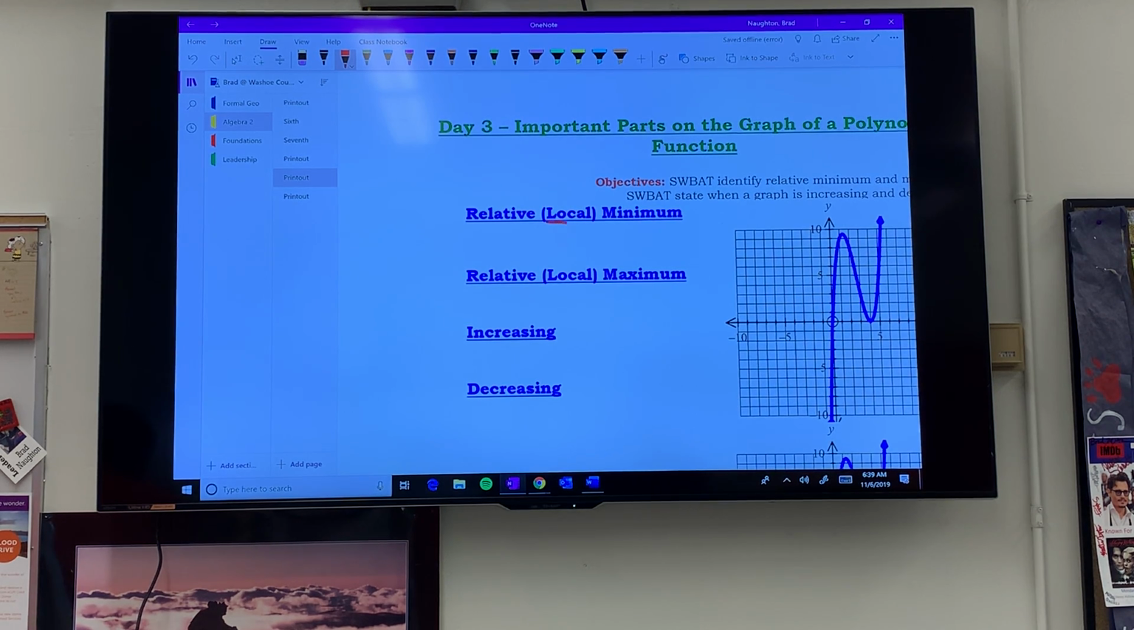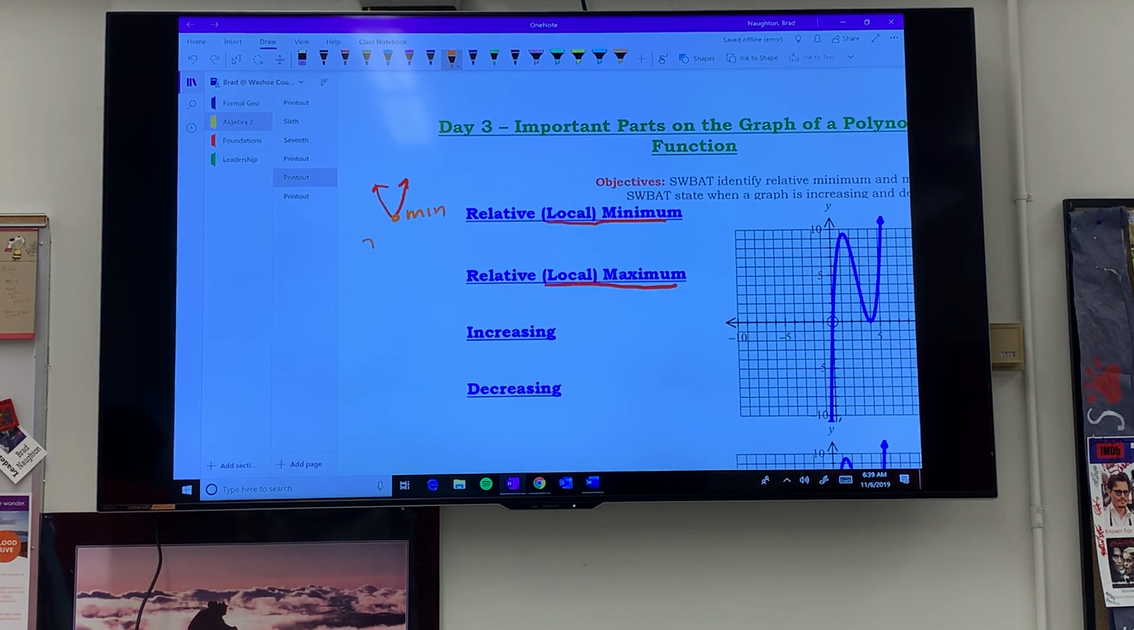We have what's called a local min and a local max. Sometimes they're called relative. It's the same thing. So remember when we had a parabola that was going up? We called this, ladies and gents, our min. Well, with our polynomial graphs, sometimes we're going to have a min, but we could also have multiple mins.